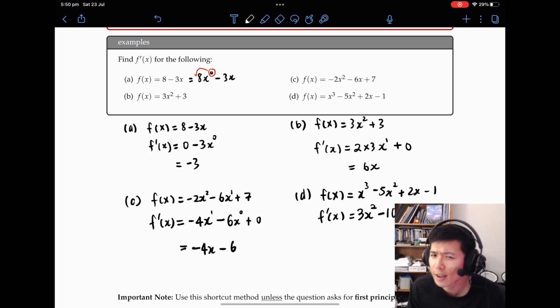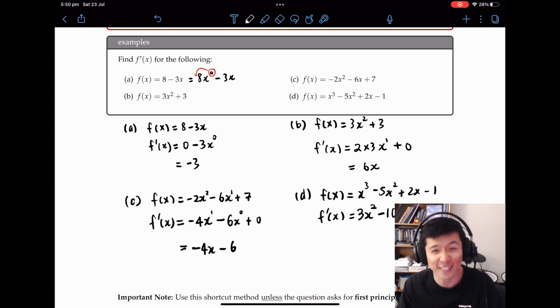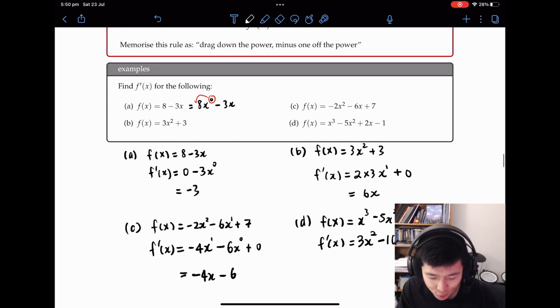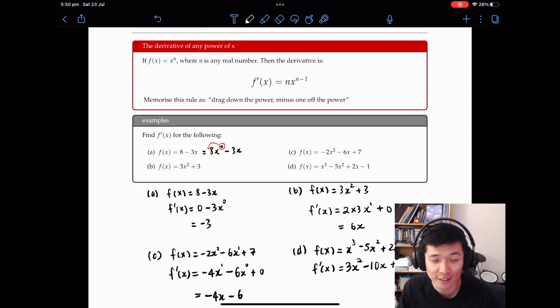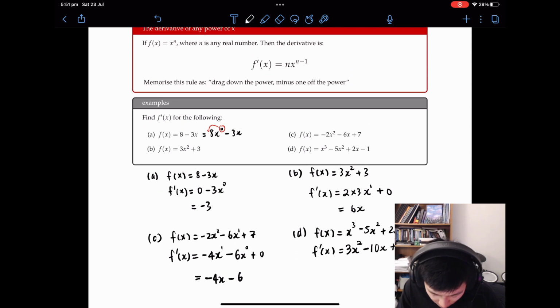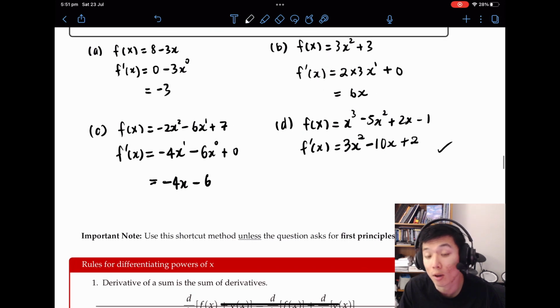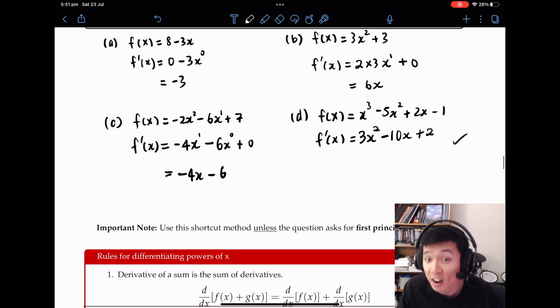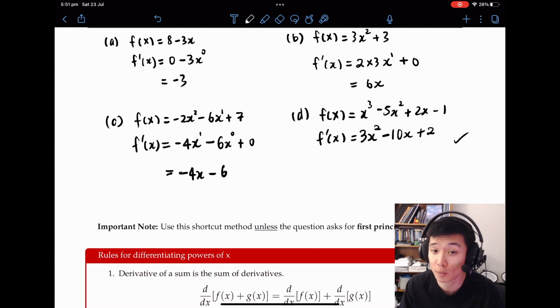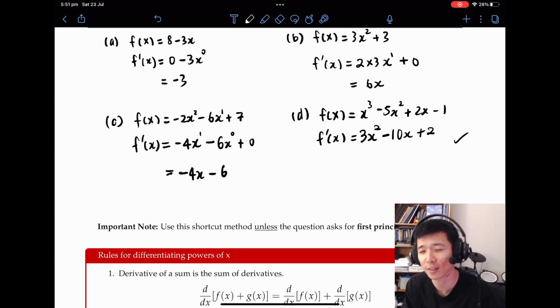And so do you see how we actually get the same answer here? We don't even need to use first principles. This is the shortcut. Would you rather do this or would you rather do first principles? Obviously this. And so this is the shortcut to differentiating any powers of x. Now, it's very important that you answer the question. So if the question asks explicitly for first principles, unfortunately you can't use this shortcut method. If you do use this shortcut method when the question asks for first principles, you will get a fat 0. Okay?